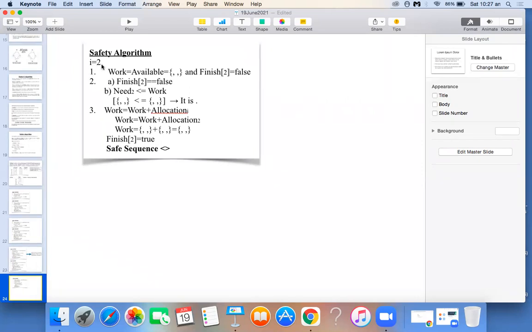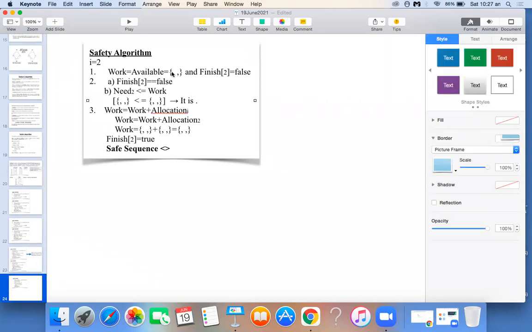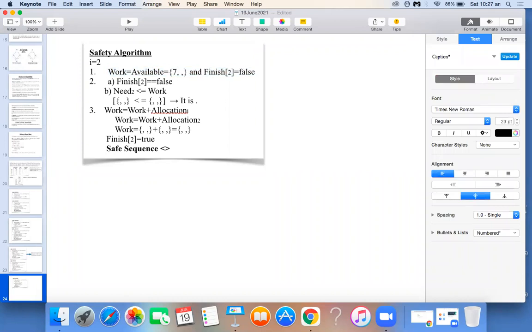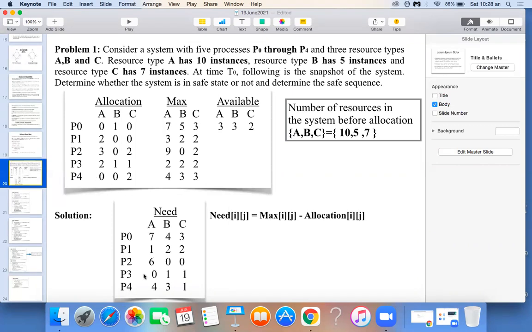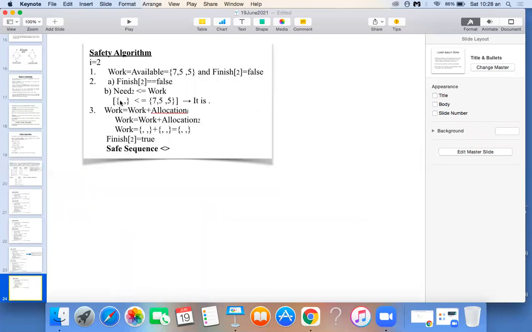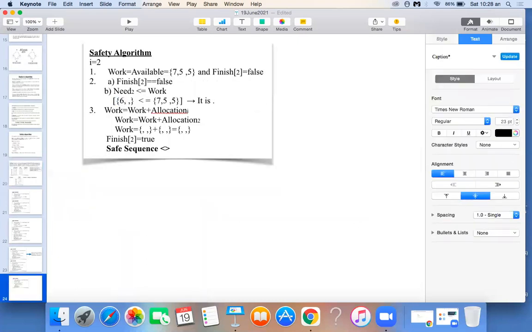Okay. So I will consider I is equal to 2 now. So work is equal to available, which is how much? 7, 5, 5. Correct? And make that value initially false. So finish of 2 is equal to false. Next, come to the second step. Need of 2 is less than or equal to work, we have to check. So the work value is 7, 5, 5. What is your need value for process P2? How much? 6, 0, 0. Correct. So use that one. 6, 0, 0. So is it true or false?